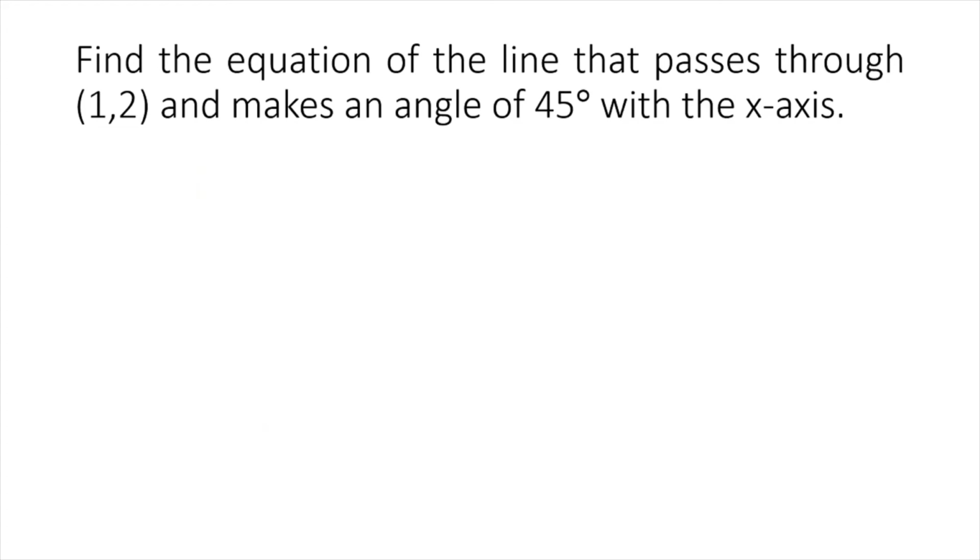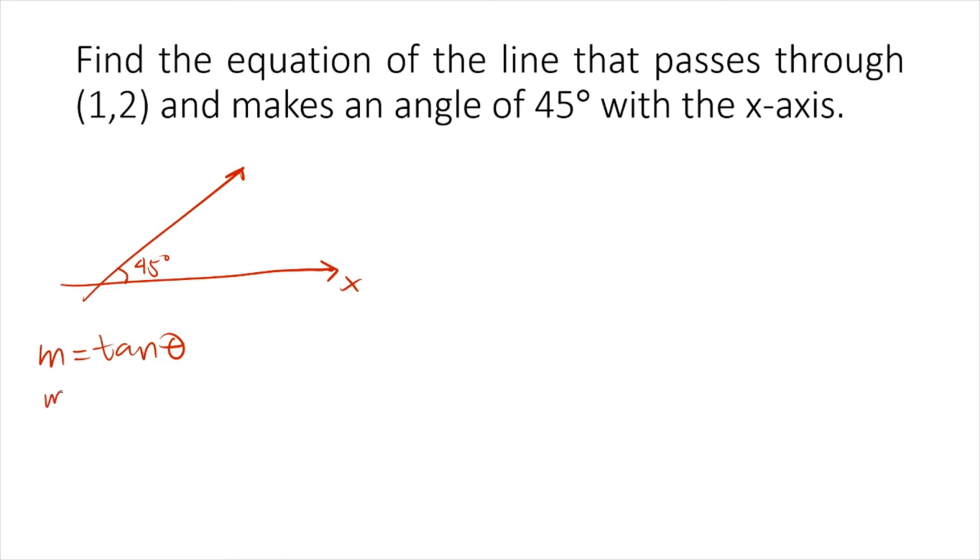Okay, last problem. Find the equation of the line that passes through (1, 2) and makes an angle of 45 degrees with the x-axis. The unknown line that we have here, according to the problem, makes a 45-degree angle with the x-axis. Let's say this is the x-axis, this is our line, and the angle between them is 45 degrees. Recall that the slope is also equal to tangent theta, where theta is the angle between the line and any horizontal line, in this case the x-axis.